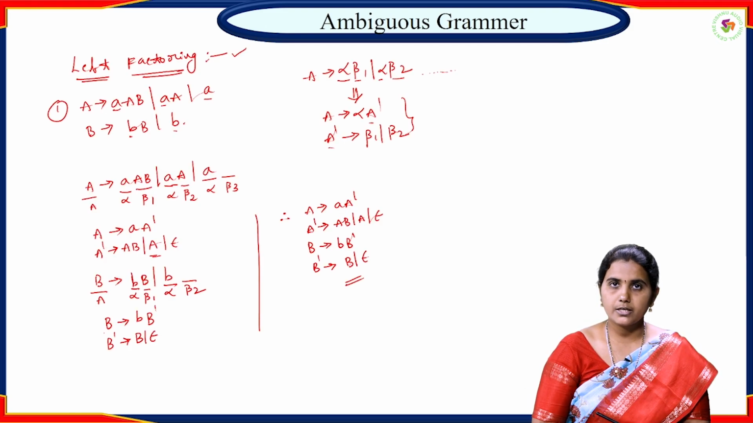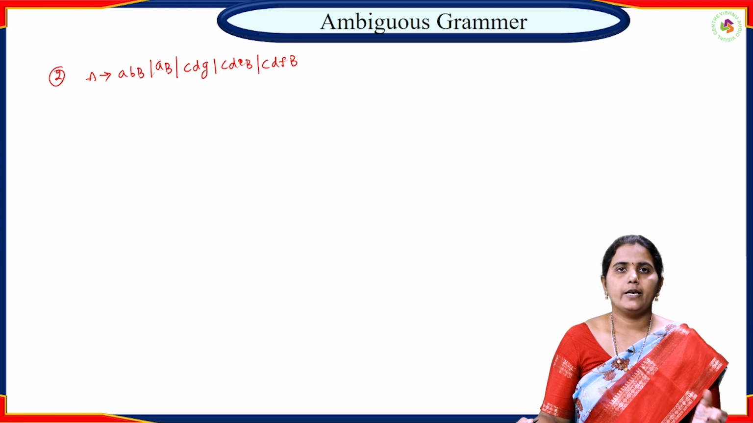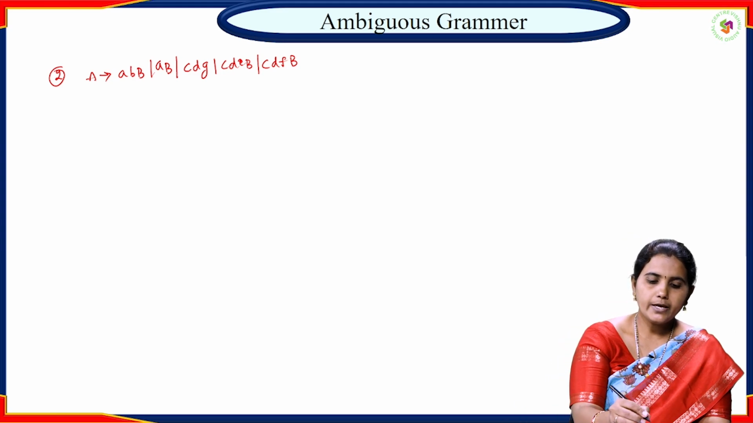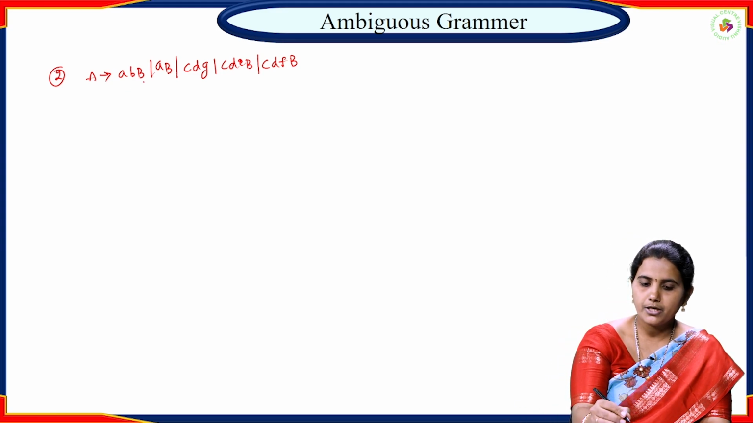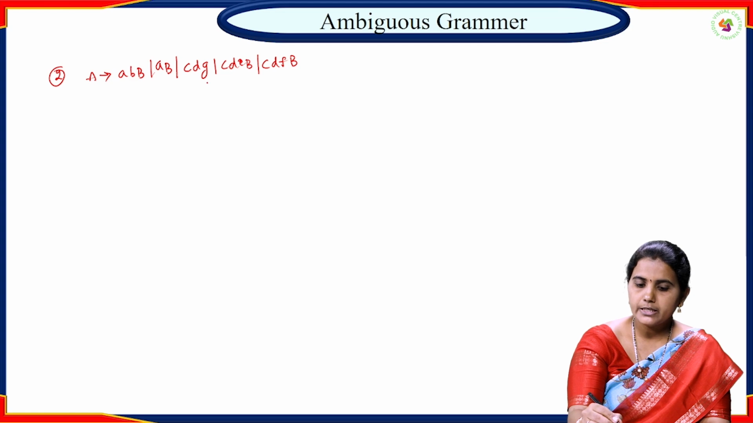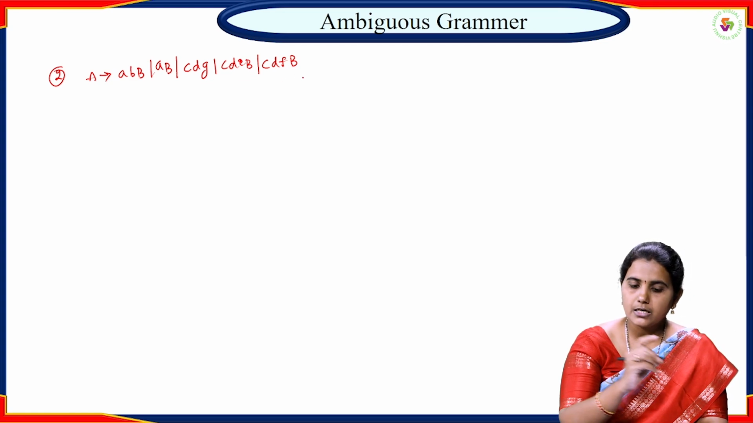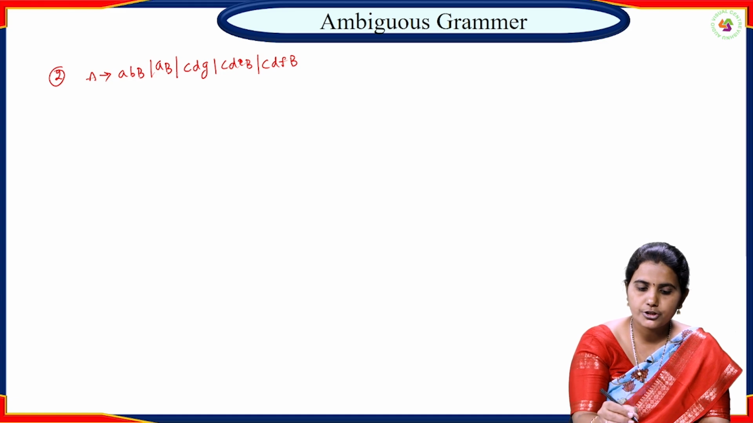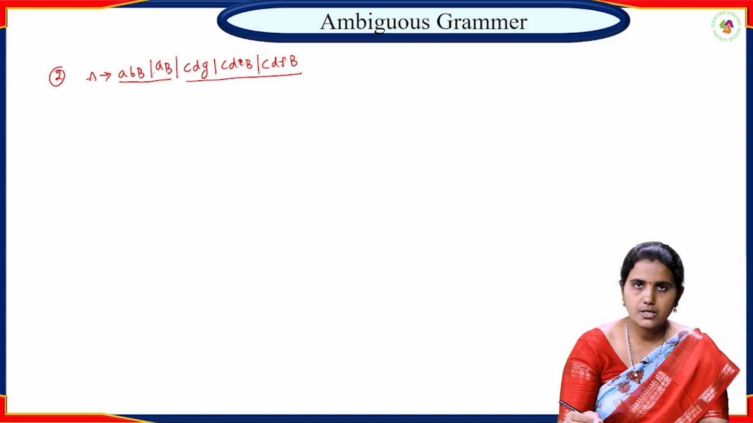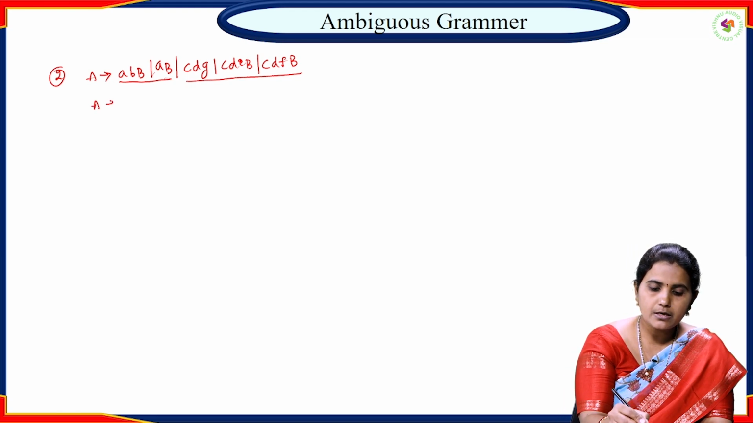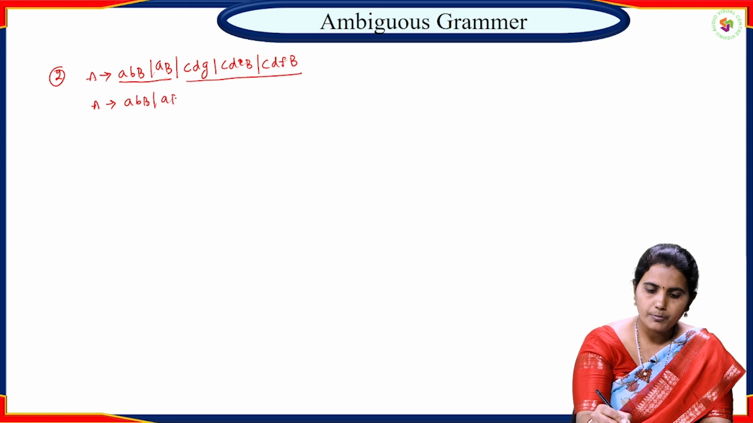Now let us go for the next example. The next example we are going to discuss is A implies ABCD, GCD, EB, CDFB. Let us understand the right hand side productions. These two productions are the same. These three productions are the same. Now individually we are going to consider. A implies AB, B or AB.